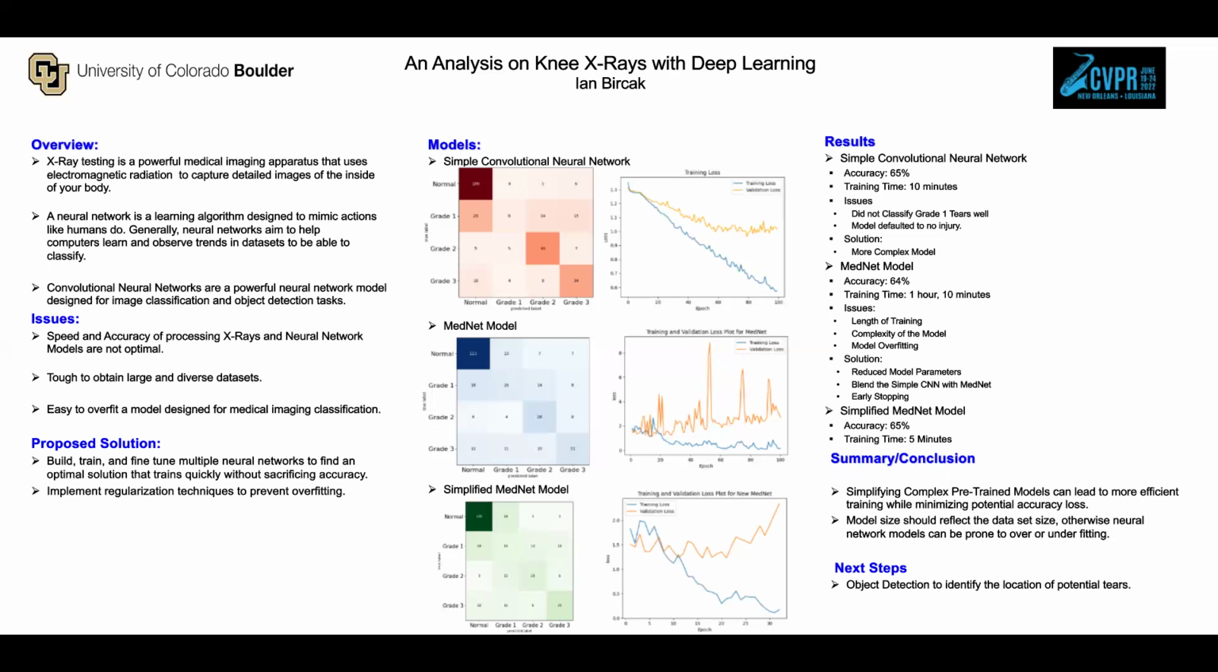So in summary, simplifying complex pre-trained models can lead to more efficient training while minimizing potential accuracy loss. And the model size should indeed reflect the data size. Otherwise, neural network models can be prone to over and underfitting.